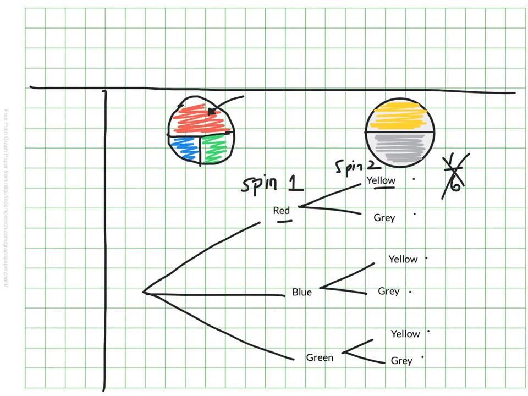I know that my red spin, I have a 1/2 chance of getting a red. I have a 1/4 of a chance, 1 out of 4 chance of getting blue, and the same for green. That's from our probability model earlier on. When I spin my yellow and gray spinner, I can have a 1/2 chance of getting yellow, 1/2 chance of getting gray on each of these branches. Anytime I spin that second spinner, I have a 1/2 chance of getting that.